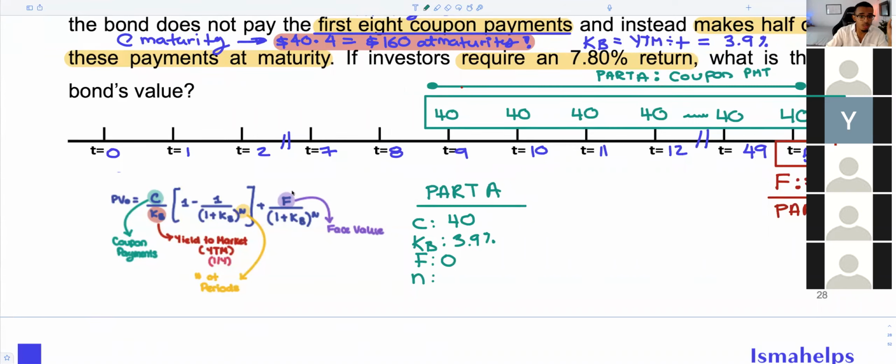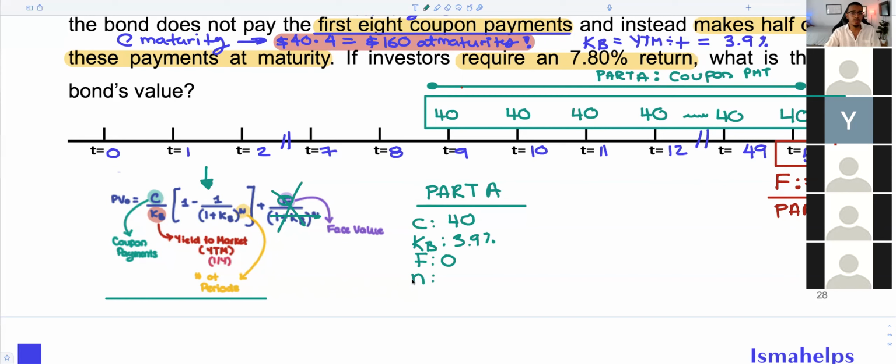And if F is equal to 0, we would have 0 here, and then the denominator wouldn't matter because 0 divided by infinity is still 0. And for that reason, this doesn't matter anymore. So we only care about this portion of the formula, essentially the portion dedicated to coupon payments. What is our N? If we miss the first 8 payments, what is our N?